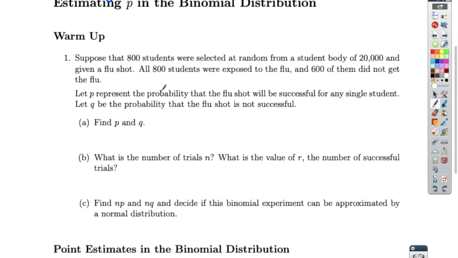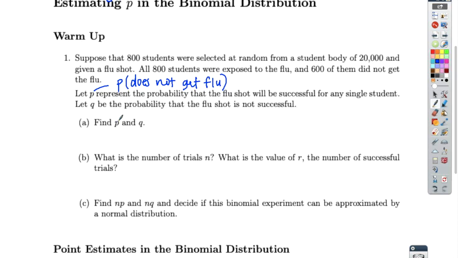So just to clarify what this means, P is the probability that a student does not get the flu. Not flu with an E, just flu. So that would mean that the flu shot was successful, right? So they get the flu shot and then they do not get the flu. So that is probability of success. And then Q would be the probability that they do get the flu.